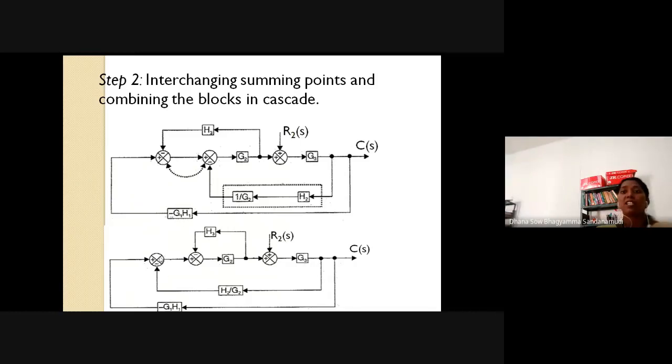Now it is connected to this summing point. It is not going to change. Why? Because earlier it was a plus symbol, and now also it is a plus symbol only. The sign is not changing, so it is not going to cause any difference.